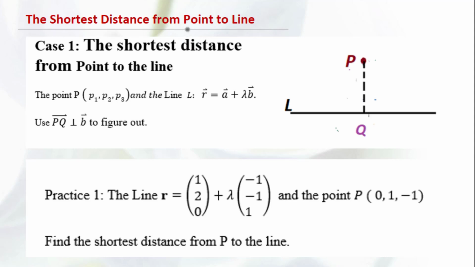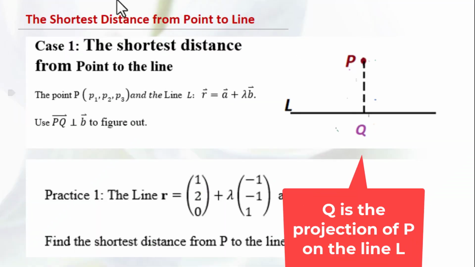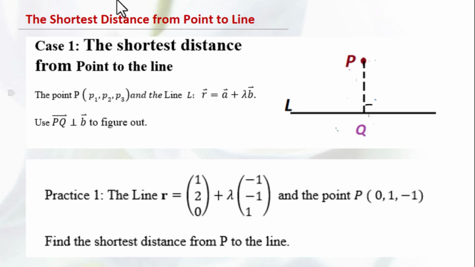This video is about the shortest distance from a point to a line. Look at this diagram. We need to figure out the distance from P to this Q. Q is the projection of P on the line L. We do know PQ is perpendicular to this L. We have to use this property to figure out the shortest distance.